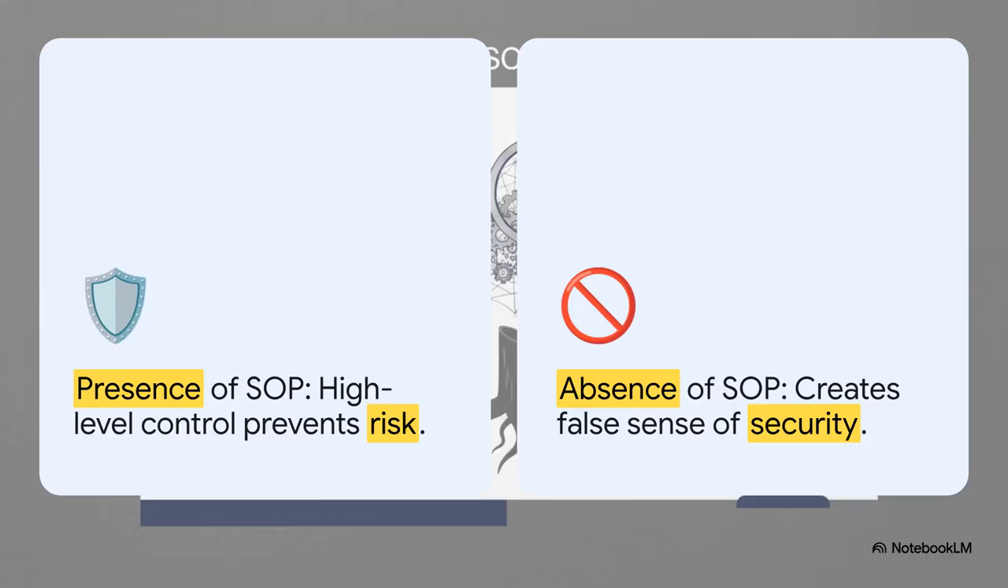And this brilliantly illustrates exactly why falling into the no SOP trap is so dangerous. Now, the presence of an SOP is a fantastic high-level control that prevents risk. It is a great thing to have. But relying on the absence of an SOP as an excuse, that creates an incredibly dangerous false sense of security.